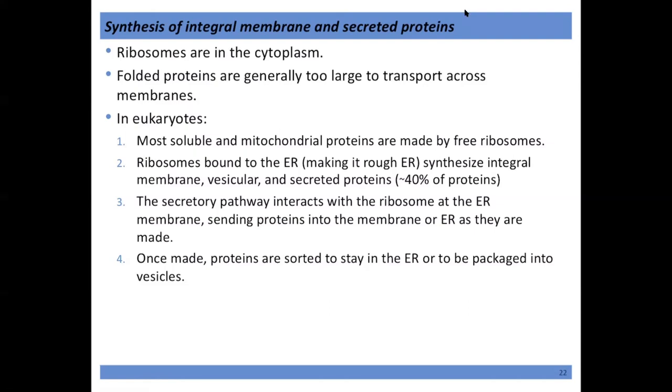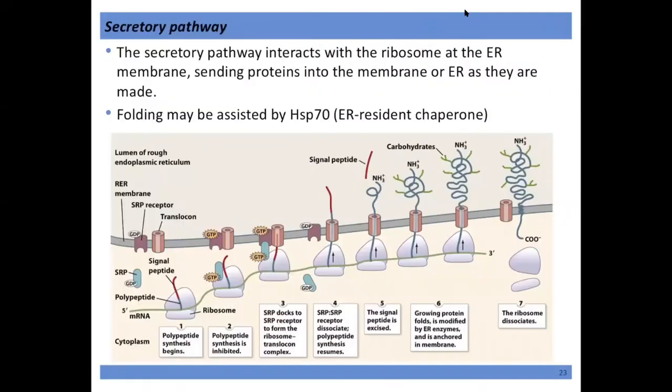Okay, so let's look at step 4. Once the proteins are sorted, how do they get into the ER to be packaged into vesicles? We can see that in this diagram here. We're going to read it from left to right across the bottom. So we've got the mRNA that is interacting with the ribosome. The protein is coming out here, and we have a signaling peptide.